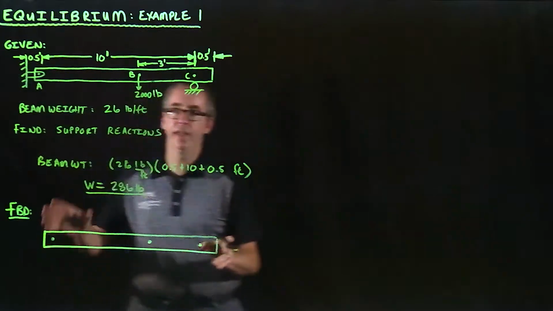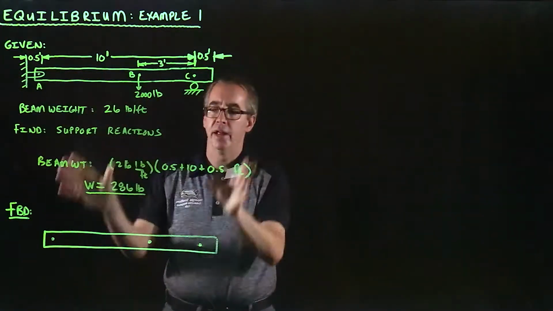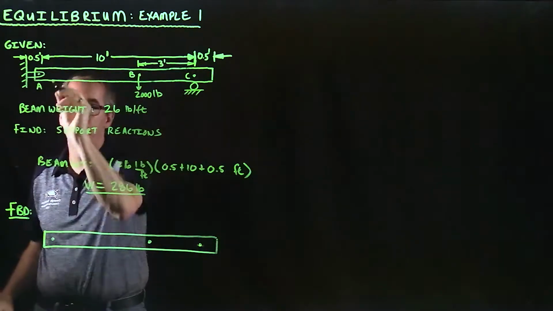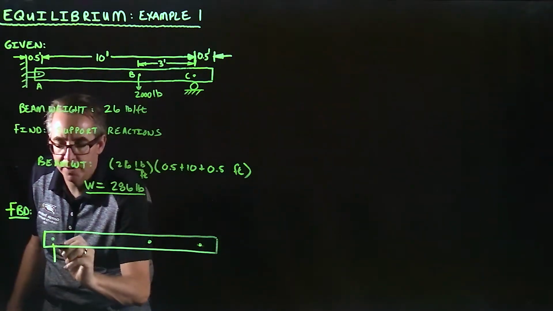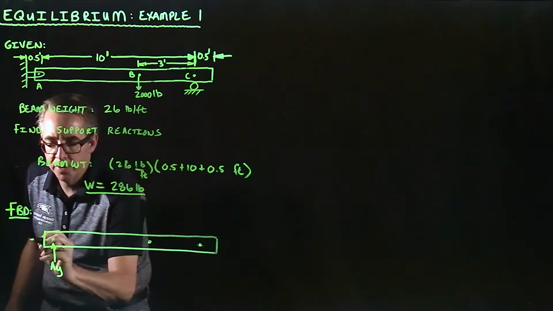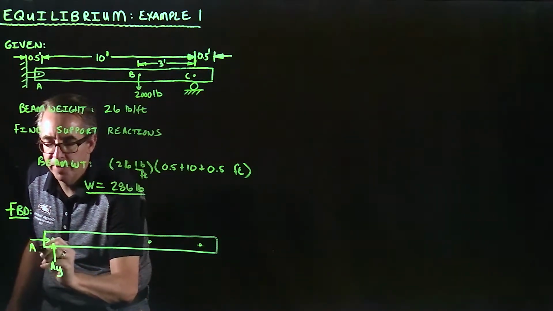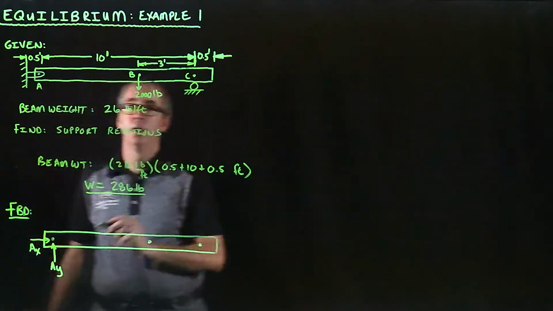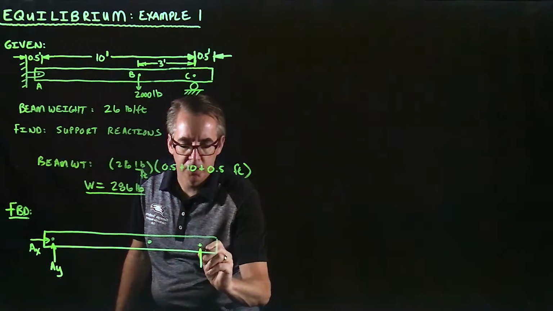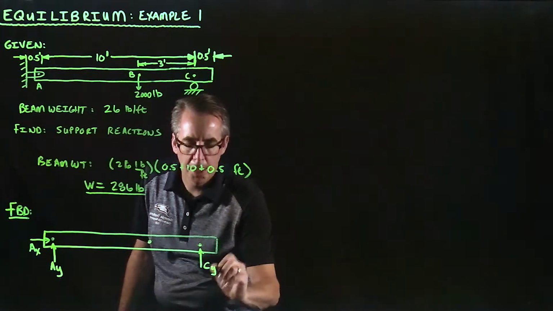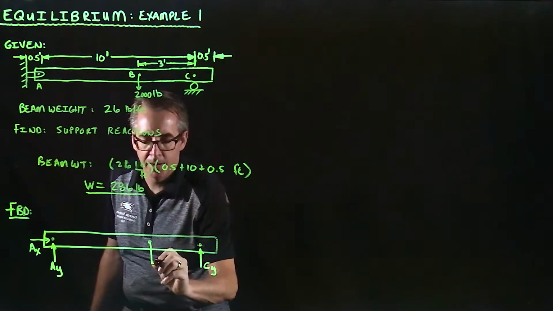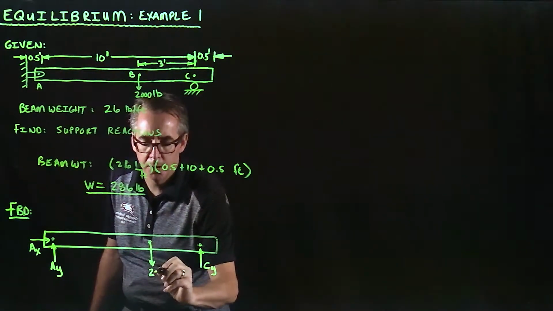So let's take this original drawing and simplify it as a free body diagram. At point A, of course, I have a pin, so I'm going to have two reactions. I'll have one in the y direction, which I'll call A sub y, and another in the x direction, which I'll call A sub x. Likewise, at point C, I've got a roller that's only going to give me a vertical support, so I'll call that C sub y.